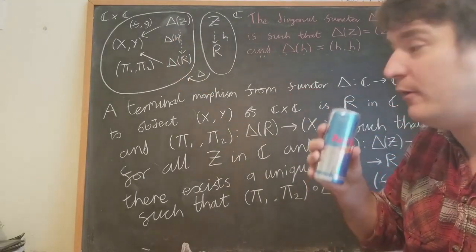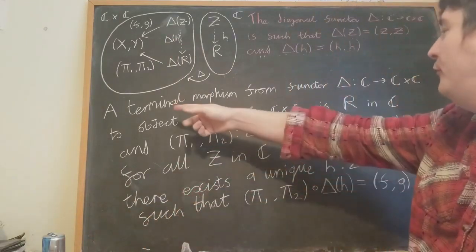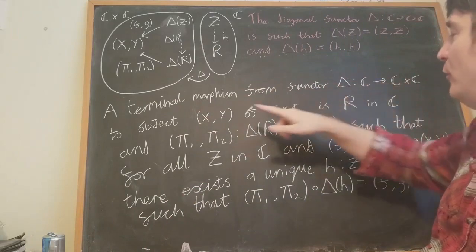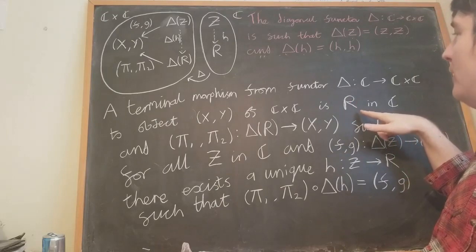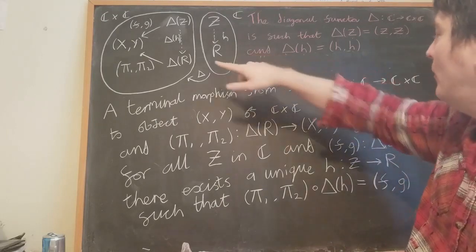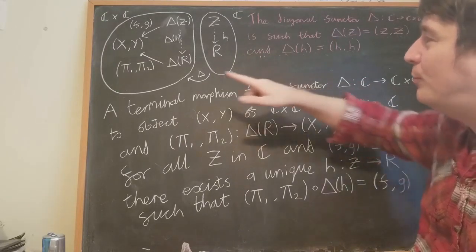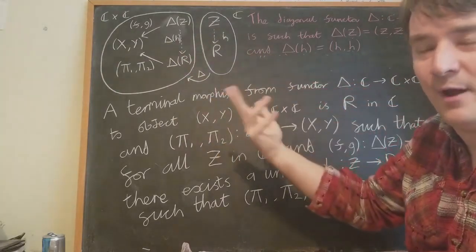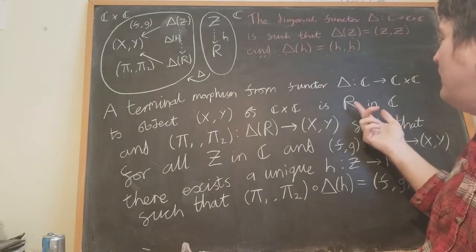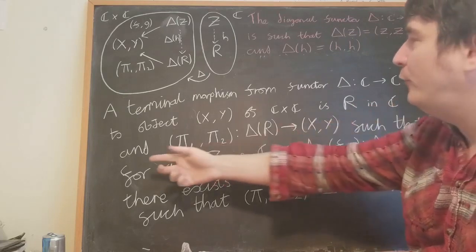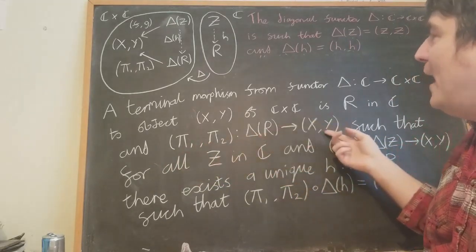So let's have a look at that. So terminal morphism from this functor to xy, what is it? It's an object R in C. Now we're going to see that this R actually is the categorical product of x and y, so we could call it x times y, but I don't want to be preemptive, so I'll just call it R for now. So it's going to be an object R and also an arrow from delta R into x comma y.